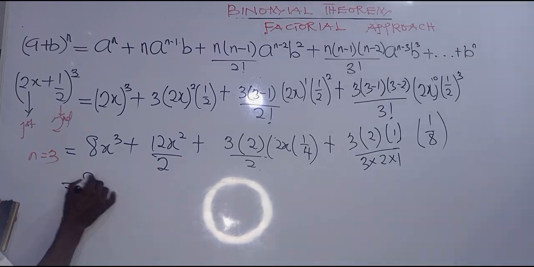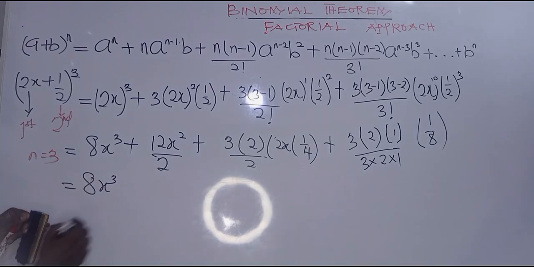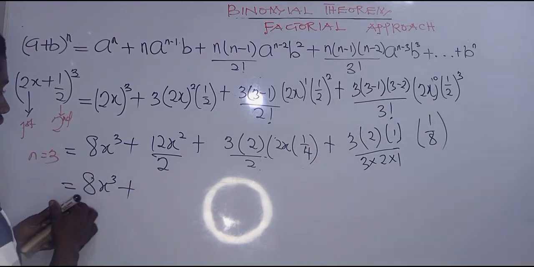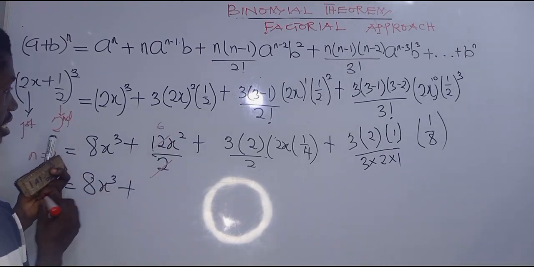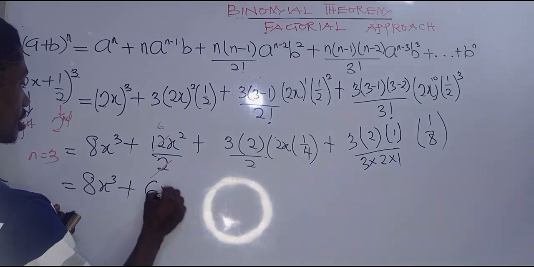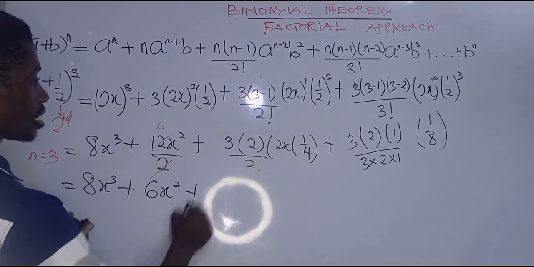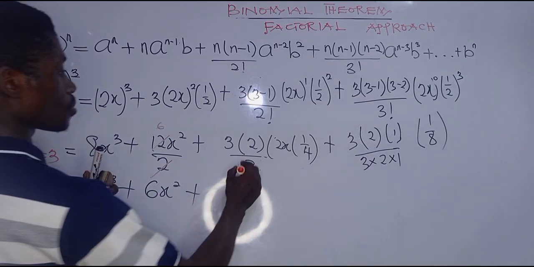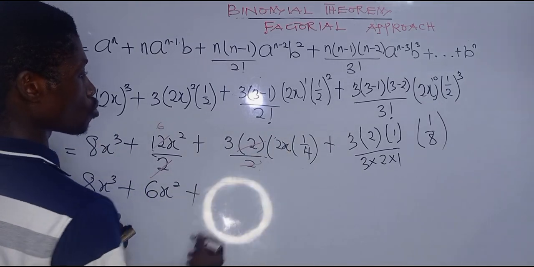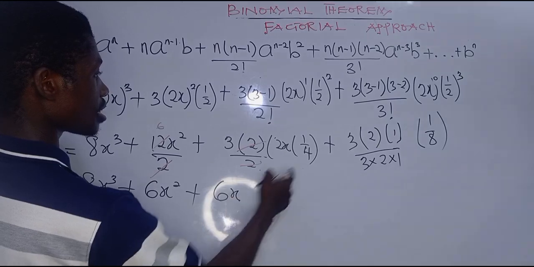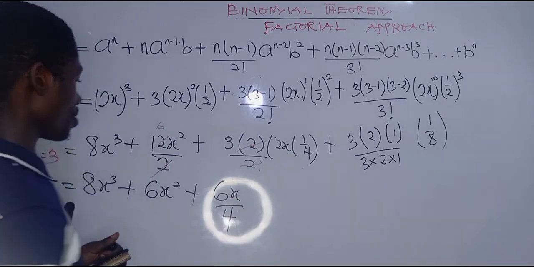So we have 8x cubed. Now we realize that 2 cancel 12. We have 6. So we have 6x squared. And then these 2 cancel these 2. We have 3 to 6. So we have 6x all over what? 4. Very good.